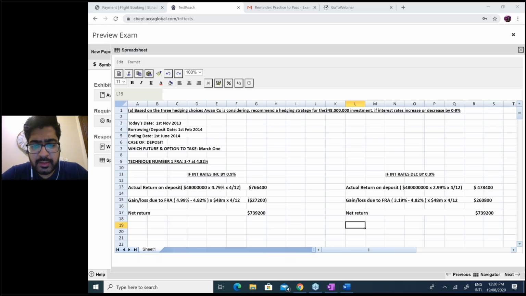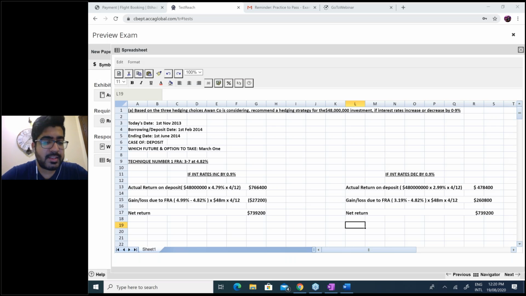Actual return on deposit is easy. 48 million is the investment. If interest rates increase by 0.9, we can deposit at 3.89. 4.09 less 20 basis points, we can deposit at 3.89. If they increase by 0.9, we can deposit at 4.79. If they decrease by 0.9, we can deposit at 2.99 for 4 months. You get 766,400 and 478,400.